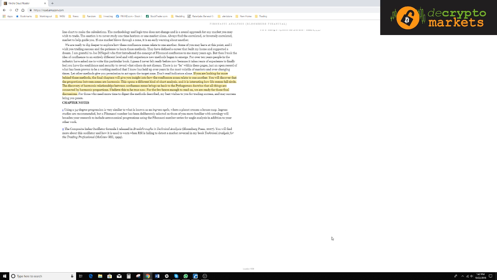Bear with me while I try to... Oh, here it is. She wrote, if you're looking for more behind these methods, the final chapters will give you insight into how the confluent zones relate to each other. Okay, I'll go over confluent zones here in a second. Oh, thank you, Santosh. You'll discover that the proportions between zones are harmonic.